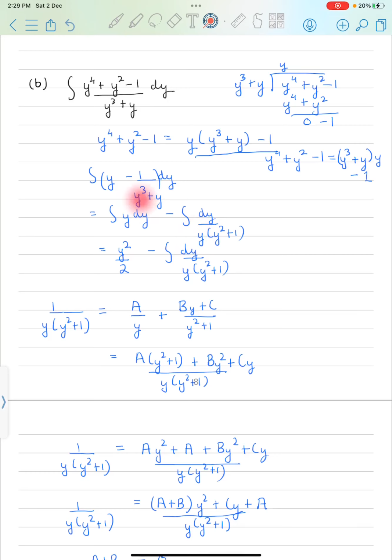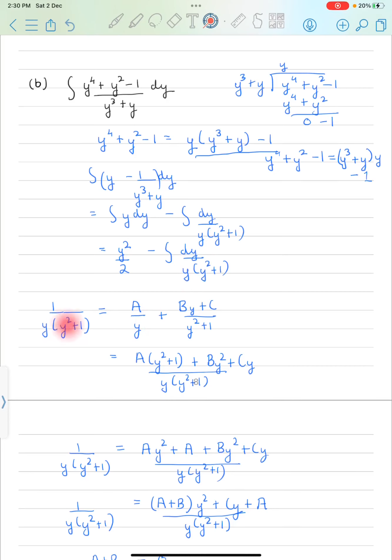Step 2 will be to factorize y cube plus y into linear and quadratic factors. So in this case, it turns out that we have one linear factor, that is y minus 0, and the remaining is y square plus 1, which cannot be further factorized into linear factors, because you can check the discriminant, you will see that it will turn out to be less than 0. So there are no real roots.